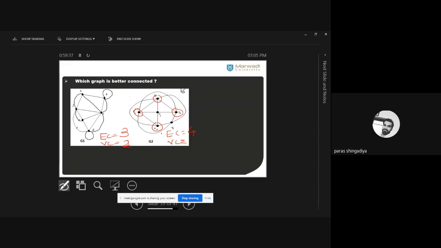There is also one possible answer. Delete all four vertices around this boundary: V1, V2, V3, V4. Then what is the remaining part of this graph? V3 and V5 will remain, and that will be disconnected. Clear? So the answer will be 4. Clear?